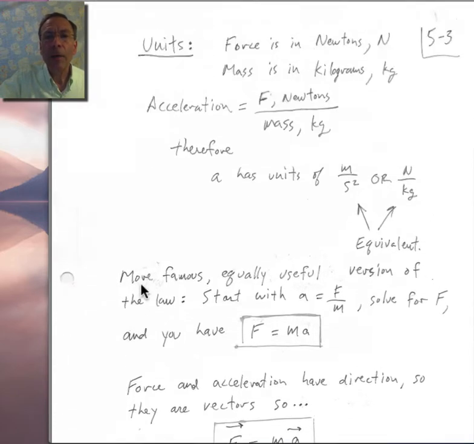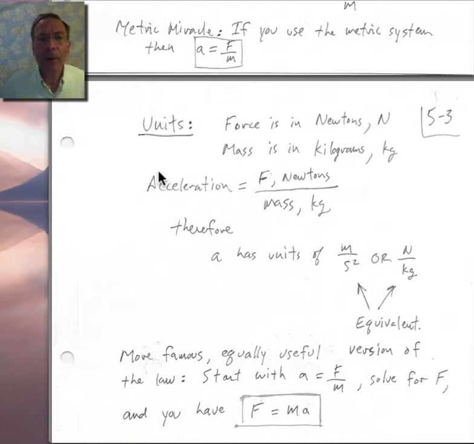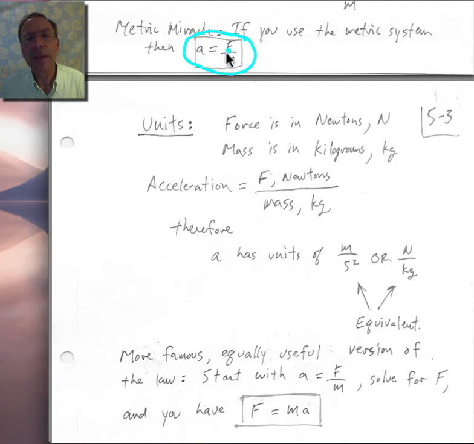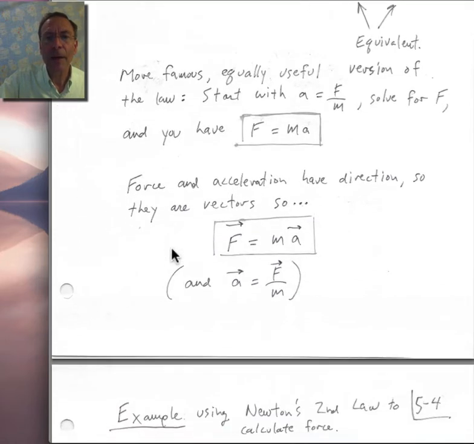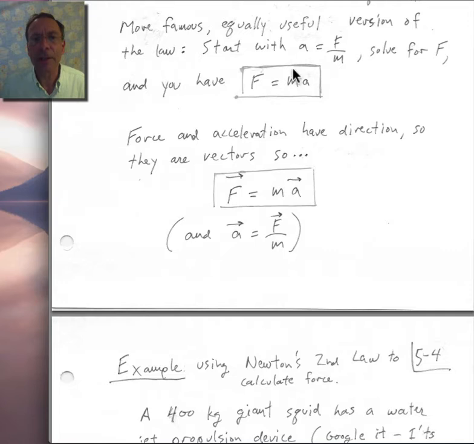Now, I wrote Newton's second law this way, right here. A equals F over m, and actually this is the way you're going to use it most of the time, but in most textbooks and in popular write-ups, this is the version you're going to see. You're going to see F equals ma. So you're going to see that one a lot.